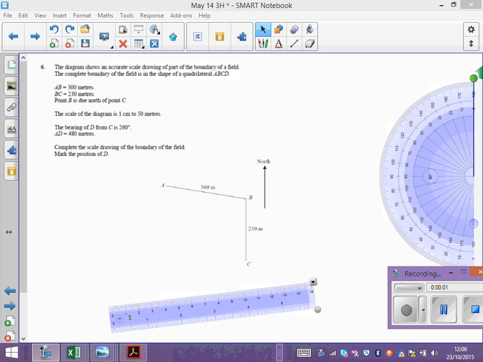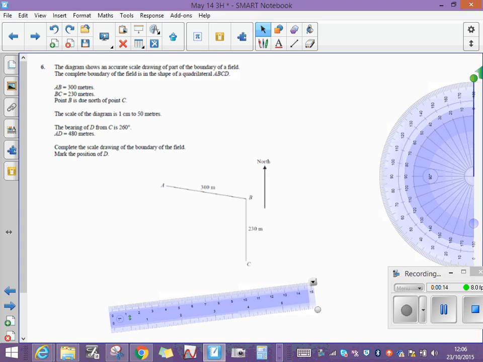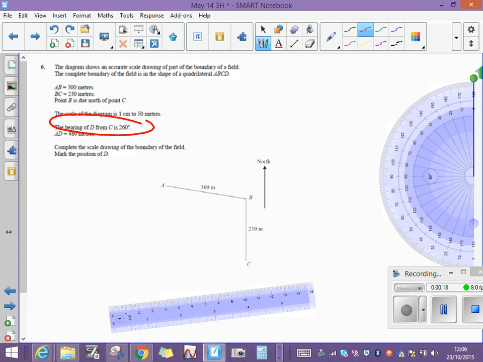Okay, quite a complicated question here. We're given two sides of a field, or a scale diagram of two sides of a field, and we're asked to locate exactly where point D is and draw the rest of the field. We're told first of all that the bearing of D from C is 260 degrees.